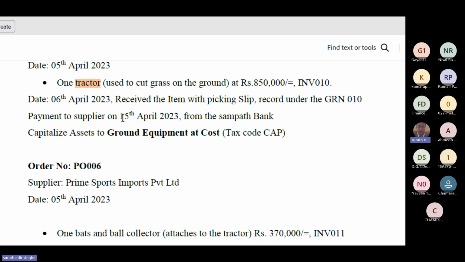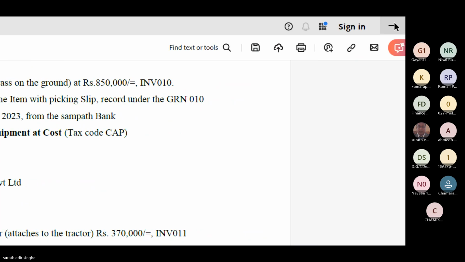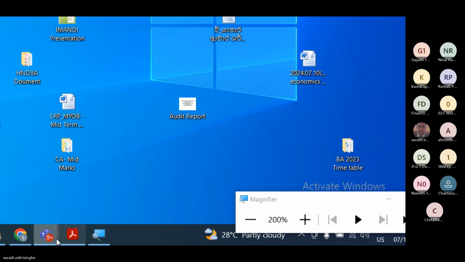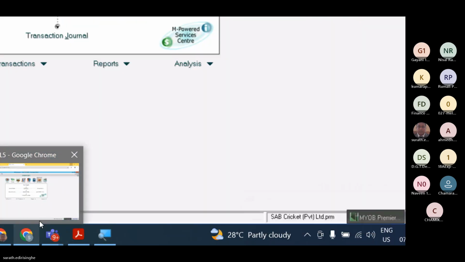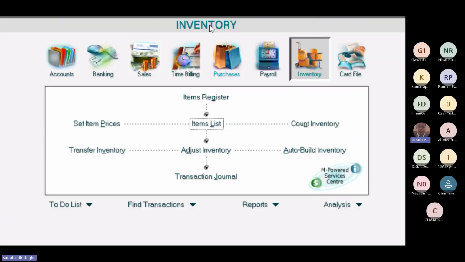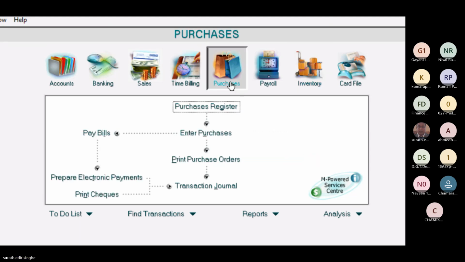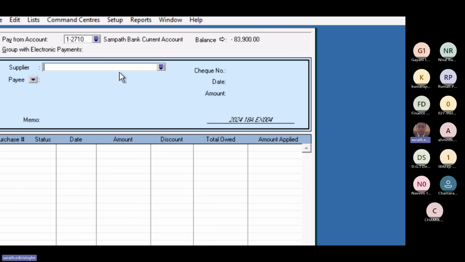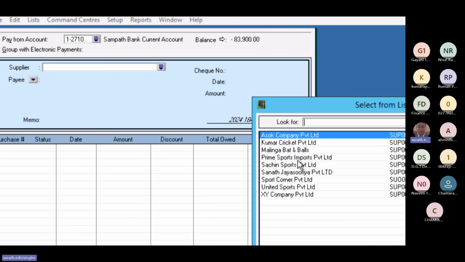After settlement of the bill. Until we settle the bill, we can't record the asset in our property, plant and equipment. No legal ownership. Right. Payment on bill. Bill payment. Right. Go to the purchase, pay bill. Look at it, in my case, actually, even in your case, there is an OD balance. Select the supplier, because there is no sales transaction.